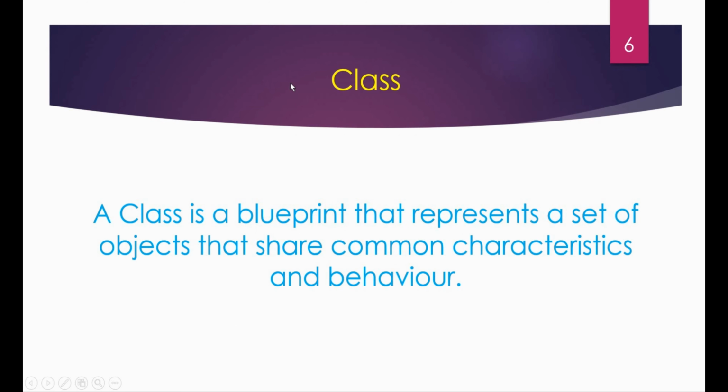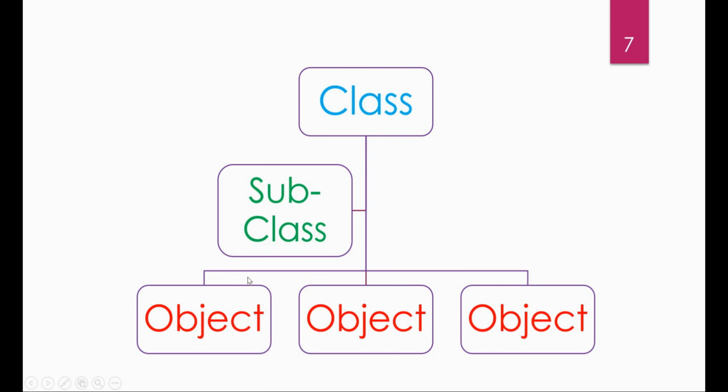So let's take a look at the definition of a class. A class is a blueprint that represents a set of objects that share common characteristics and behavior. So a pretty simple definition right there, and it can also be asked in exams. So this is the definition. And let's take a look at the hierarchy diagram again. At the bottom we have these objects which belong to a subclass, which is a class in itself, and this subclass belongs to this ultimate superior class.